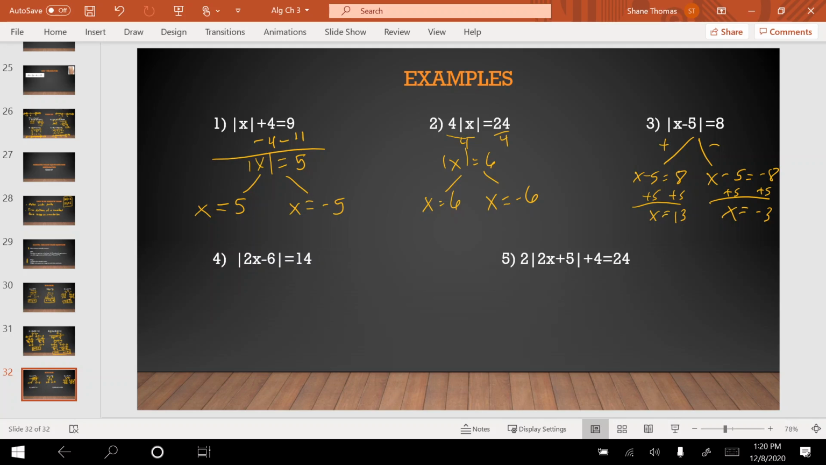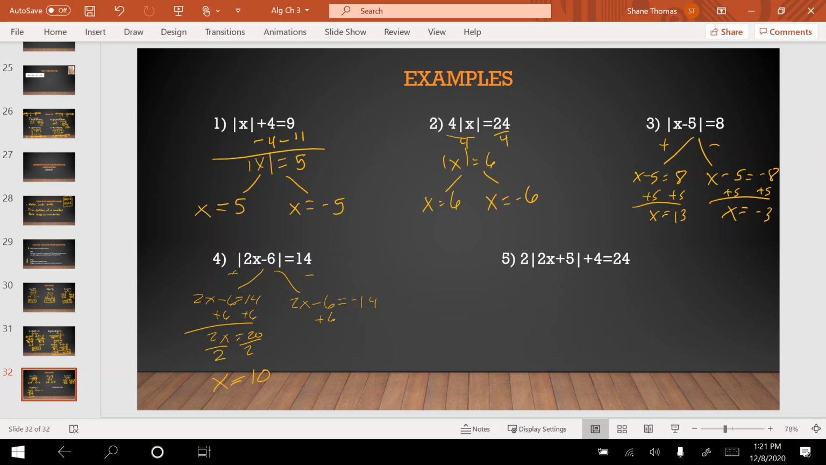Okay. Almost there. 2 left for the day. So I split this one. Plus, minus. I have 2x minus 6 equals 14. Yep. Because it's the only thing there. It's isolated. And then 2x minus 6 equals negative 14. Okay. So add 6. Add 6. I have 2x equals 20. Divide both sides by 2. X equals what? 10. Good.